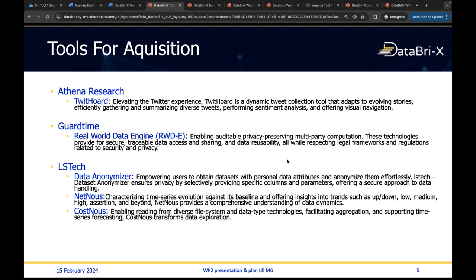Okay, I have a question I would like to ask Harry about Twit Hoard. Twit Hoard can adapt its search by extending the specified search terms with relevant terms. So how are these relevant terms determined?